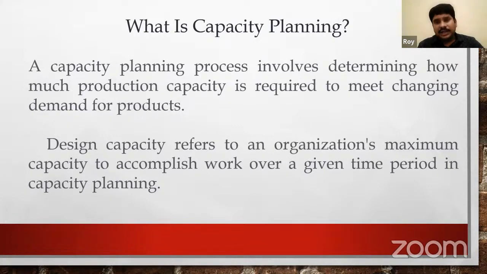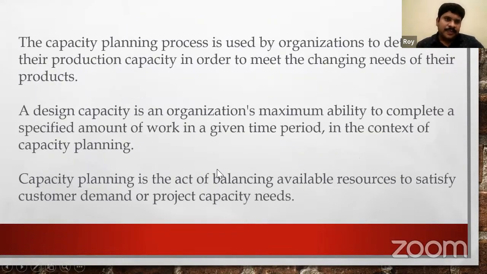And based on that, you will plan for your overall plant. Now, the capacity planning process is used by organizations to determine their production capacity in order to meet the changing needs of their products. Of course, how many products they need to produce. And design capacity is an organization's maximum ability to complete a specified amount of work in a given period of time in the context of capacity planning.